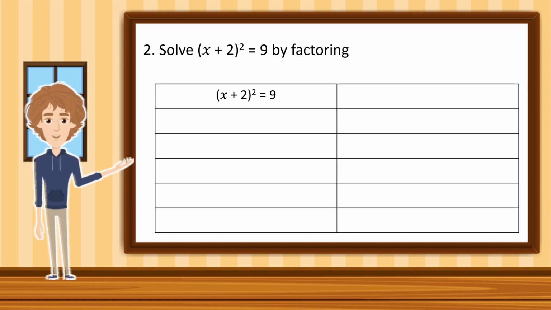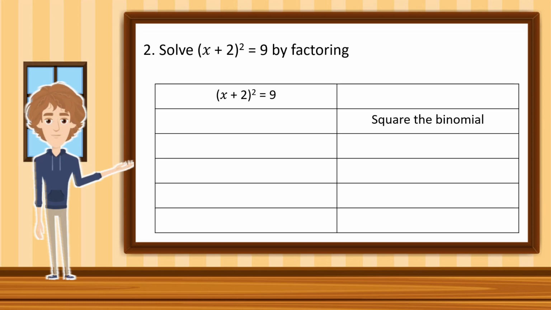Now, another example. Solve the quantity x plus 2 squared is equal to 9 by factoring. Our given is the quantity x plus 2 squared is equal to 9.